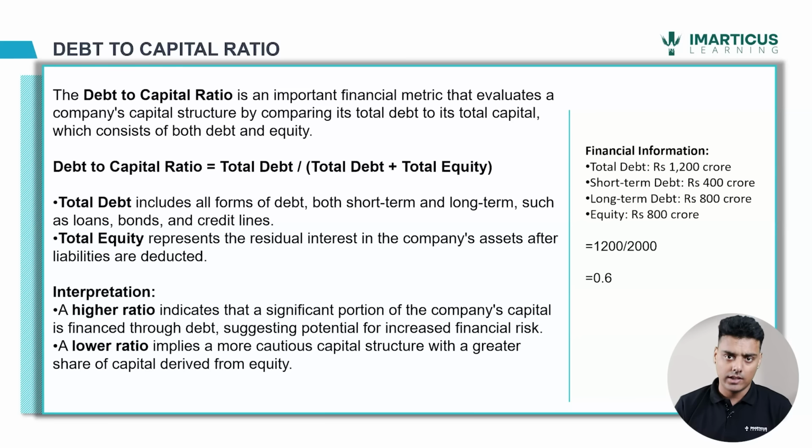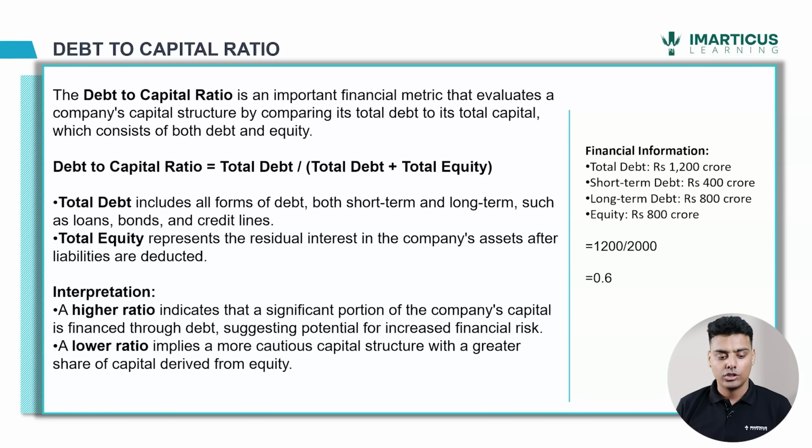Out of the 2,000 crore capital, 1,200 crores is financed through debt. What does this mean? This means that almost 60% of my capital is coming from outsiders and only 40% of my capital is coming from my own funds. This has two significant interpretations.